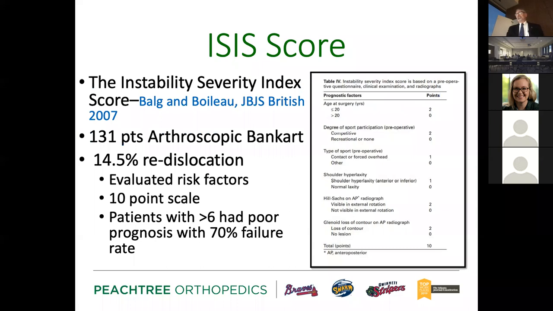In 2007, Dr. Boileau put out a study on what he called the ISIS score, a somewhat unfortunate name, but instability severity index score. This looked at their success rate with arthroscopic Bankart repair. They found an unacceptably high redislocation rate, 14.5%. So they looked at all the patients who failed and tried to categorize the risk factors that led to the failure. Then they created a 10-point scale and figured out where on this scale the risk increases significantly. They found that if a patient had a score higher than 6, they had a poor prognosis, and over 70% of those patients failed surgery.